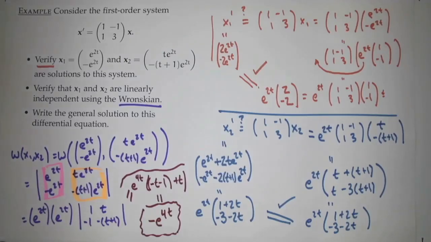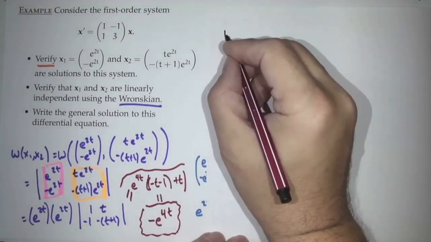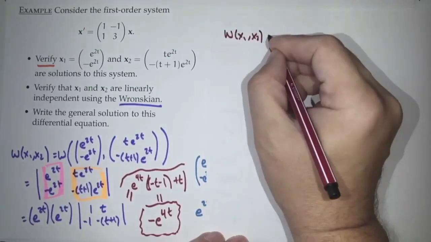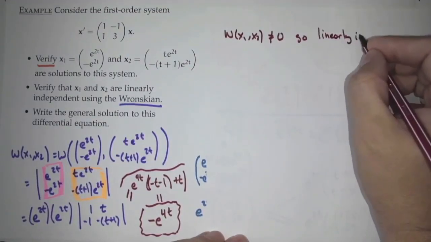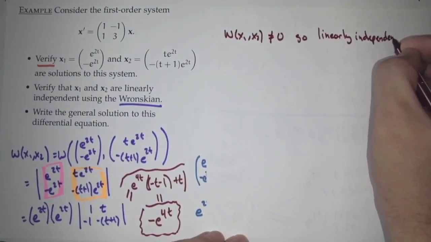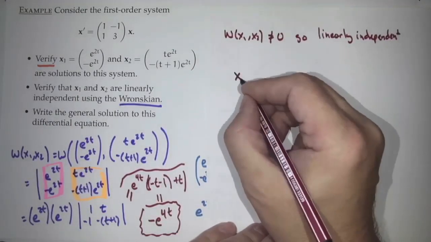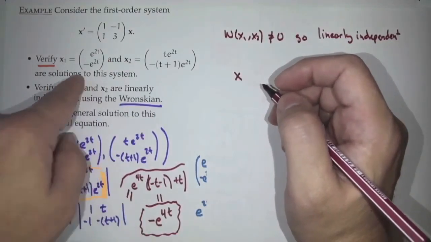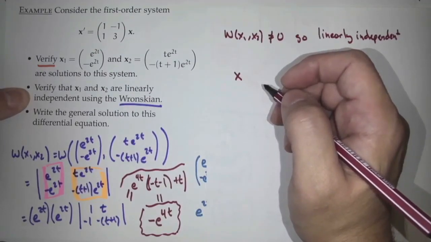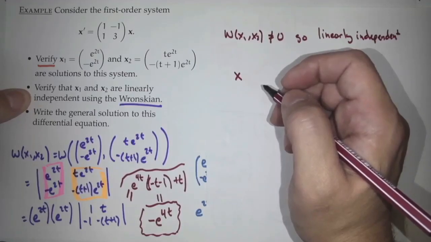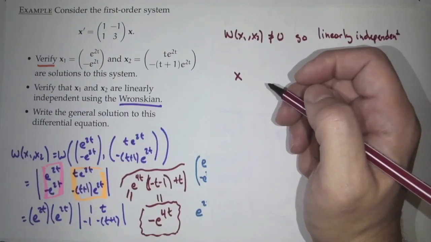Okay, since we're running out of space, we'll get ourselves a new piece of paper here. The Wronskian of x1, x2 is not 0, so linearly independent. And finally, we come to the last bullet point. Write the general solution to this differential equation. So we have two solutions. Both x1 and x2 are solutions. That's the first bullet point. We know that they're different from each other, so it's good to have both of them. And that's the second bullet point. And because we see it's a 2-by-2 system, we expect to have two different solutions.